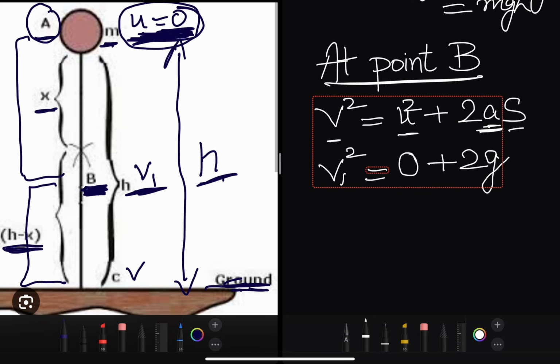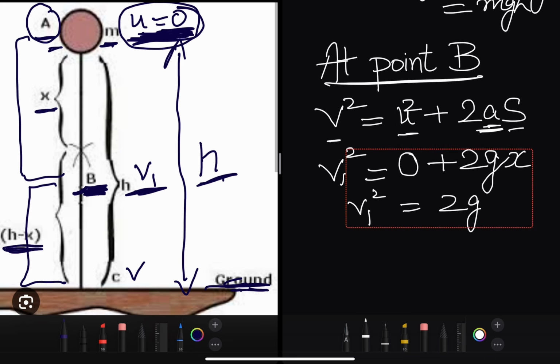What is S, children? That is important now. What is this S? The distance between this A and B. Here what we have? The distance between this A and B is here x. Clear? Now from here what we are getting? V1 square equals 0 plus 2gx. So V1 square is 2gx. Any doubt in this?